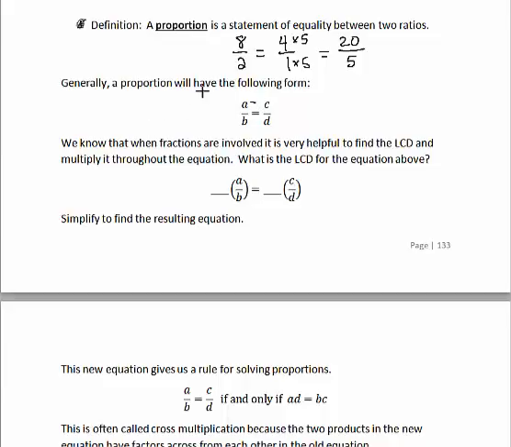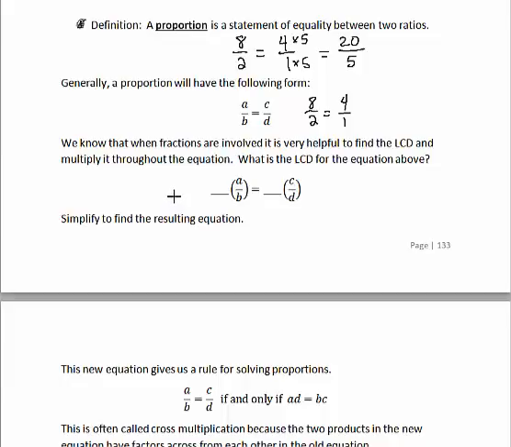So generally, a proportion looks like this. We use different letters, A, B, C, D, because the numbers don't have to be equal. Much like the example that I gave above, 8, 2, 4, and 1. None of the numbers are equal. They're all different numbers, but the ratio 8 over 2 is equal to the ratio 4 over 1.